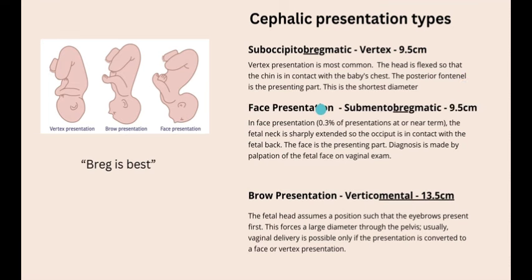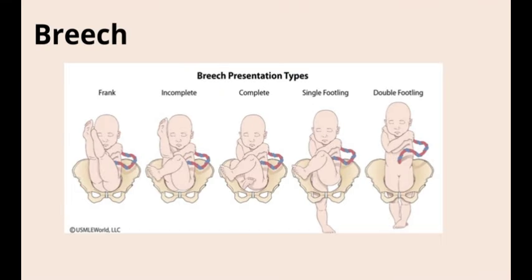The good way to remember this is you can either remember vertex and face, which is, I think, pretty easy to remember, or if it's presented in the exam, you can remember the ones that are vaginally deliverable with breg in them, and that's why the mnemonic is breg is best. So we've already talked about breech presentations, but this is very high yield to know. So as we said before, just make sure you're comfortable with the different kinds.